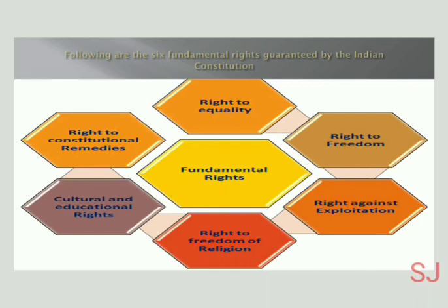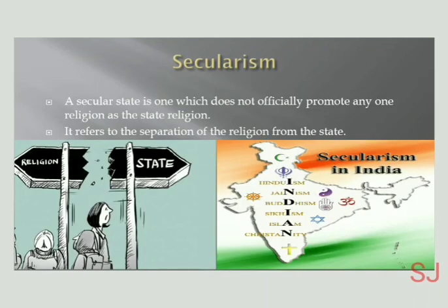Next one is educational and cultural rights. Our constitution states that all religious and linguistic minorities have the right to set up educational institutes as they want, to develop and preserve their respective cultures. And sixth is the right to constitutional remedies. According to this right, a citizen has the right to move to a court if she believes that a particular state has violated her rights. So, children, these were some of the rights granted to us by our Indian Constitution. And the next feature is secularism.